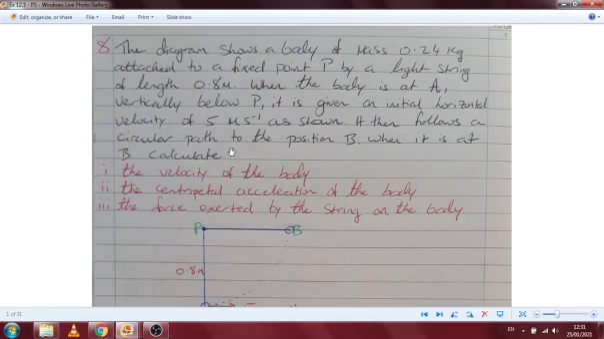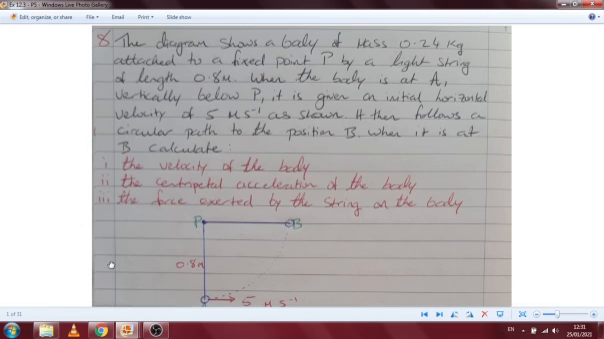And our final question here is question 8. The diagram shows a body of mass 0.24 kilograms attached to a fixed point P by a light string of length 0.8 meters. When the body is at A, which is vertically below P, it's given an initial horizontal velocity of 5 meters per second as shown. It then follows a circular path to position B. When it is at B, calculate first the velocity, next the centripetal acceleration, and third the force exerted on the string by the body.